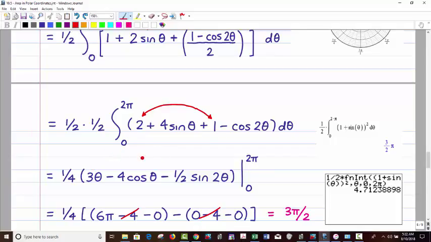So now we're taking the antiderivative. Antiderivative of positive 4 sine theta will be negative 4 cos theta. And then the antiderivative of this just has a subtraction sign. Cos 2 theta is 1/2 sine 2 theta. They just both happen to have a negative in front.